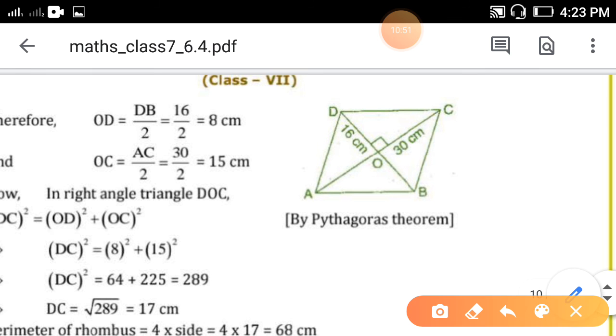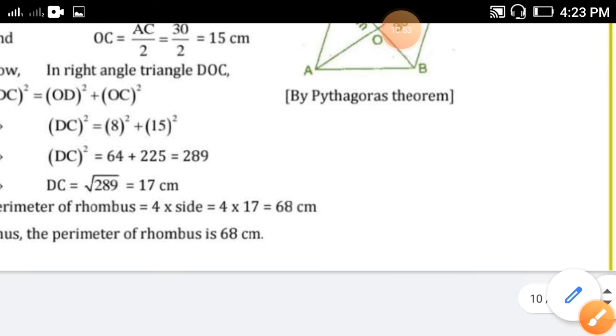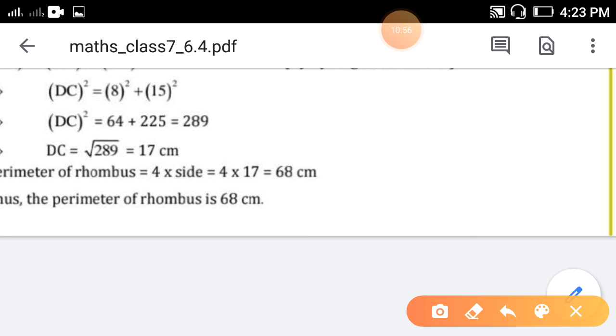And in a rhombus all four sides are equal. So to find its perimeter we have to multiply by 4. 4 into 17 is equal to 68 centimeters.